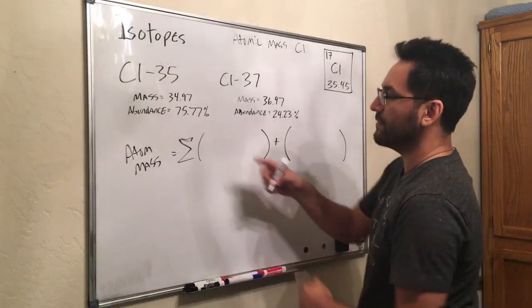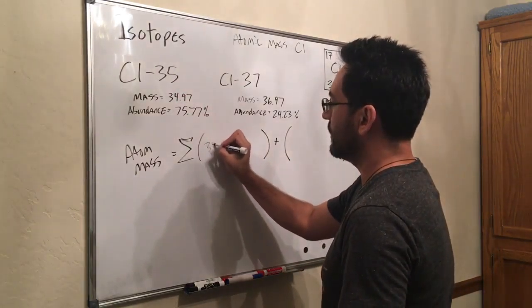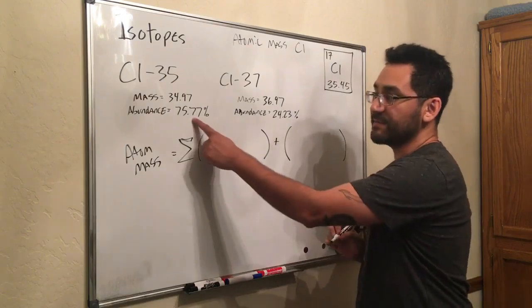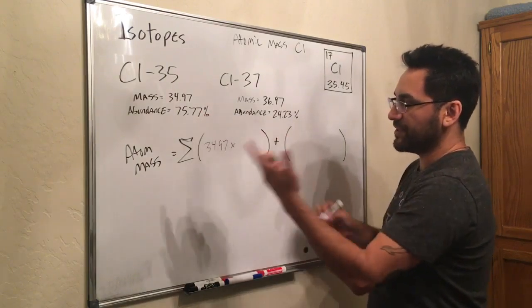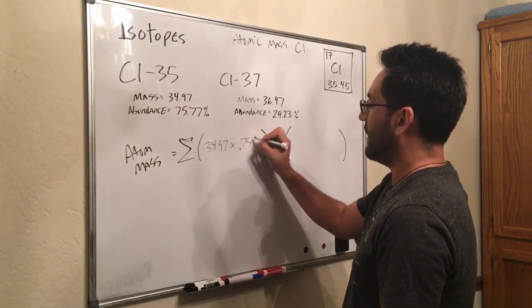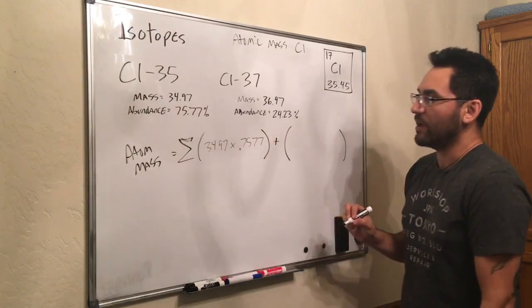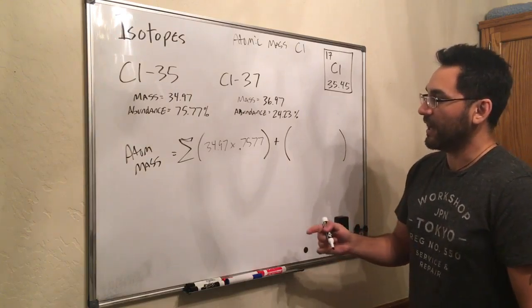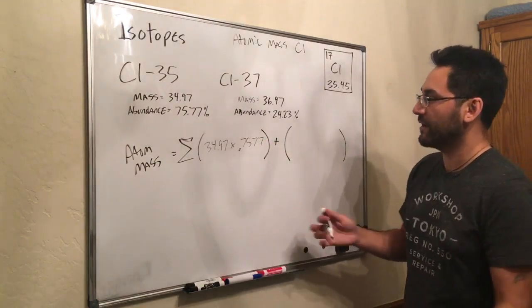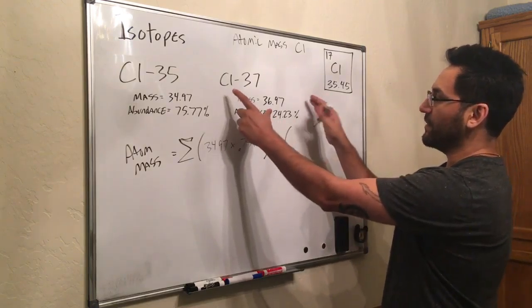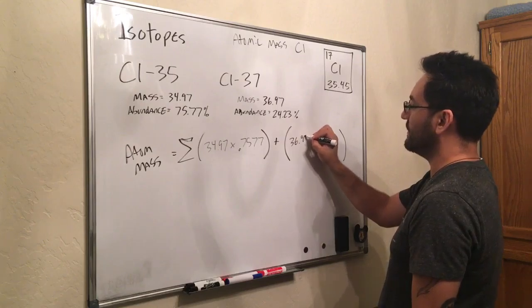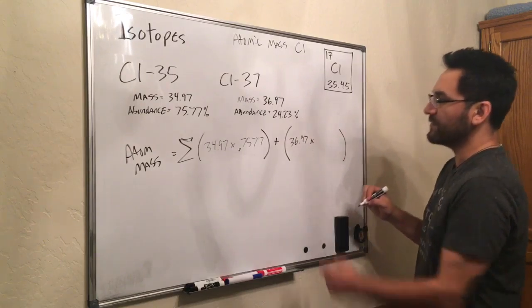So what we do is we take our mass, 34.97, and we multiply it by the decimal fraction, which is just moving the decimal place over to 0.7577. I'll show you another trick you can do where you don't really have to worry. All we're doing is dividing by 100 here. So for the next isotope, we put that here. It's going to be the mass, again, 36.97, times the abundance.